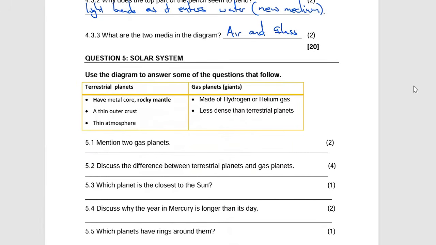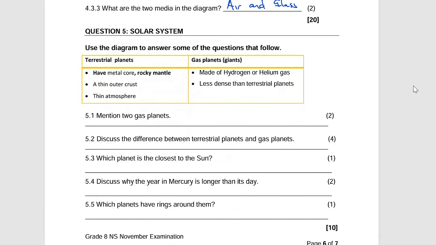Then moving on to 5.1, it says here solar system, right? So use the diagram to answer some of the questions that follow. We've got our terrestrial planets, and then we also have our gas planets, which are referred to as our giants, right? Made of hydrogen and helium gas, and less dense than terrestrial planets. Then you have a metal core. These are our terrestrial planets: a rocky mantle, a thin outer crust, then a thin atmosphere, right?